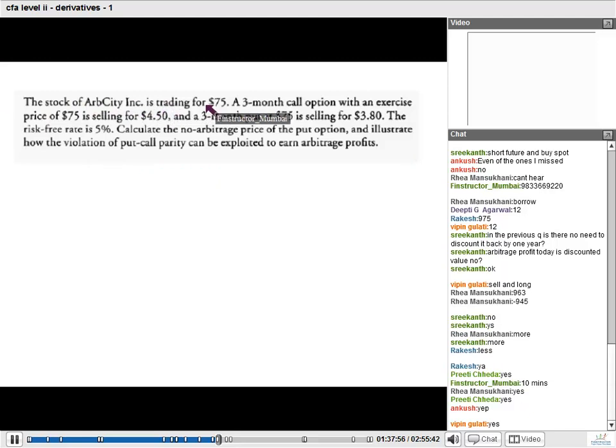The stock of Arb City is trading for $75. A 3-month call option with an exercise price of $75 is selling for $4.5, and a 3-month put at the same strike price is selling for $3.8. The risk-free rate is 5%. Calculate the no arbitrage price of the put option. Again, let's apply the same formula. The no arbitrage price of a put option would come out to be the price of a call minus the stock price plus K upon 1 plus R raised to the power T.